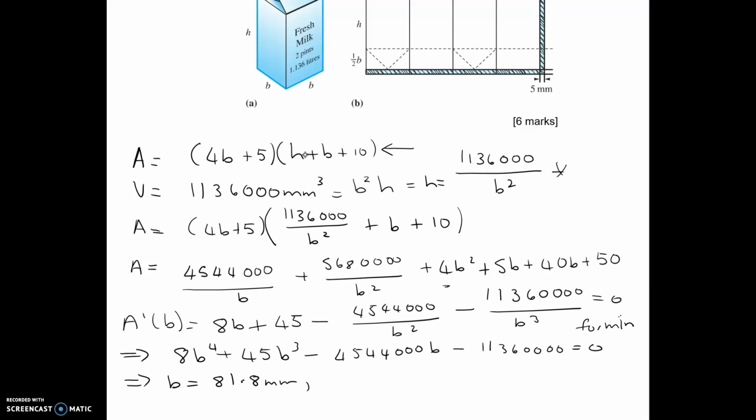and if b is 81.8, then h is 169.8. And then the dimensions of the carton, because that's what the question asks you. So it'll be 81.8 by 81.8 by 169.8, with millimeters at each step.